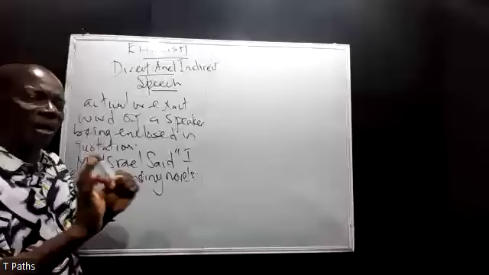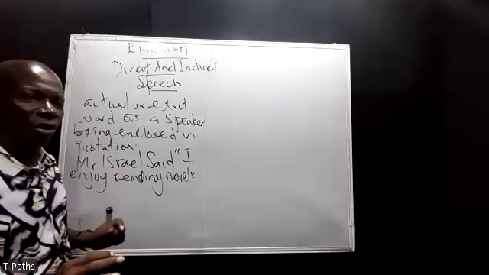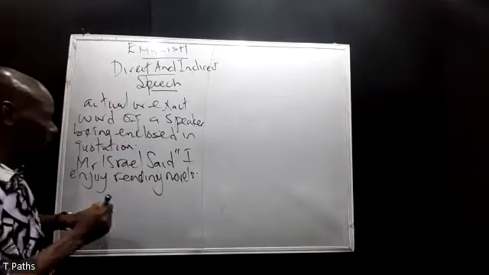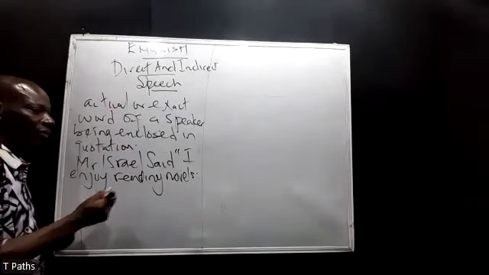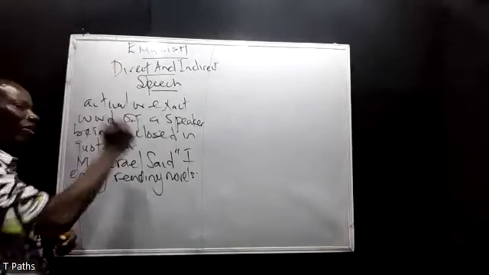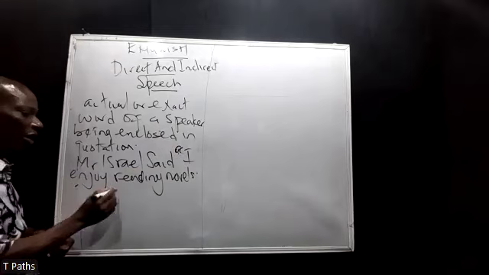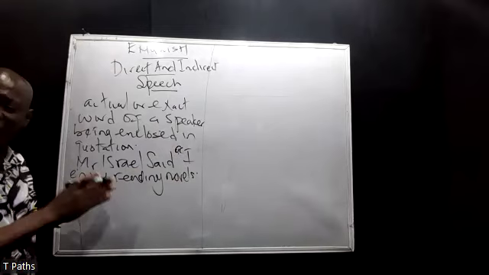Not be any form of what? Discrepancy or omission in the exact word of the speaker. For instance, look at the example. Mr. Israel said, "I enjoy reading novels." The direct speech is always enclosed in what? Inverted comma, quotation mark. This is the exact word of the speaker.